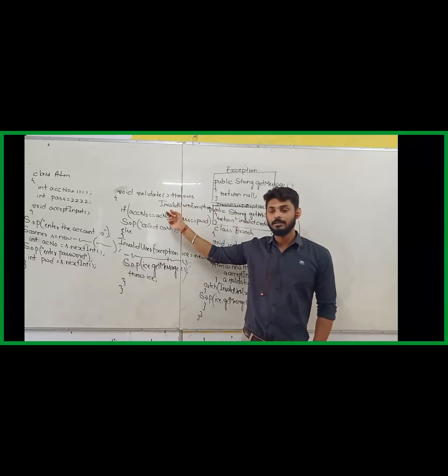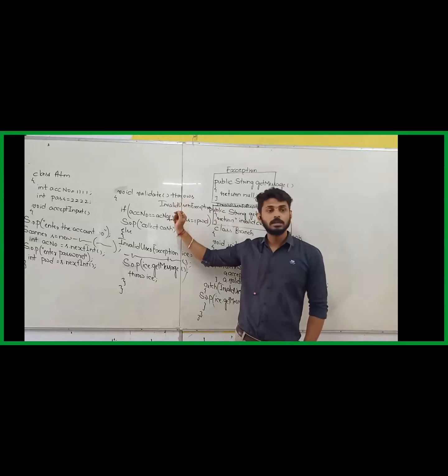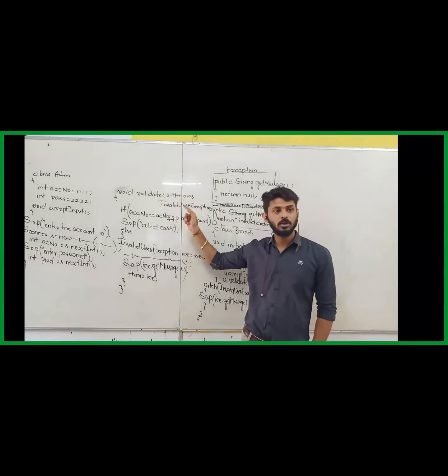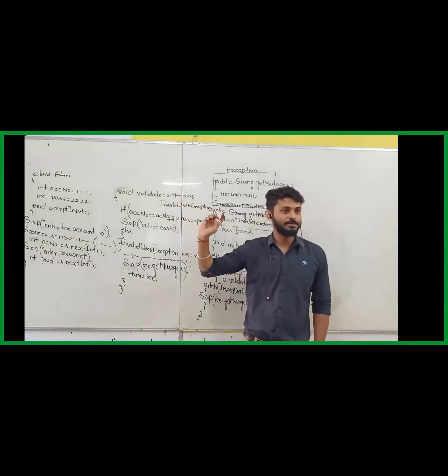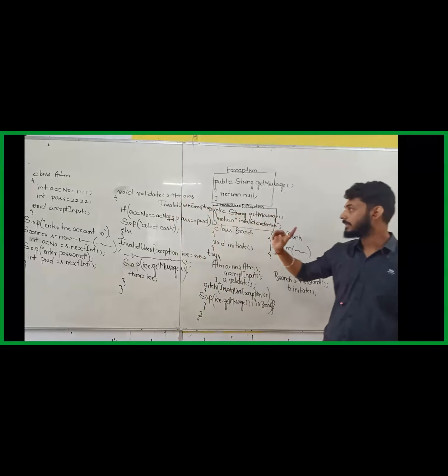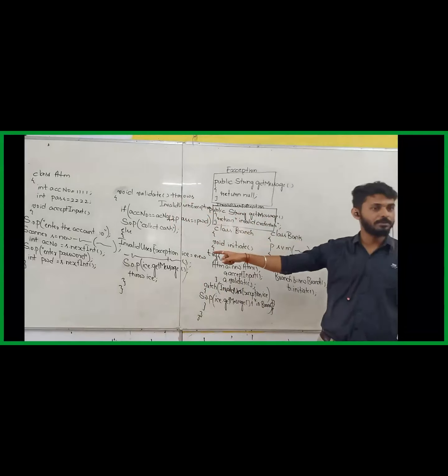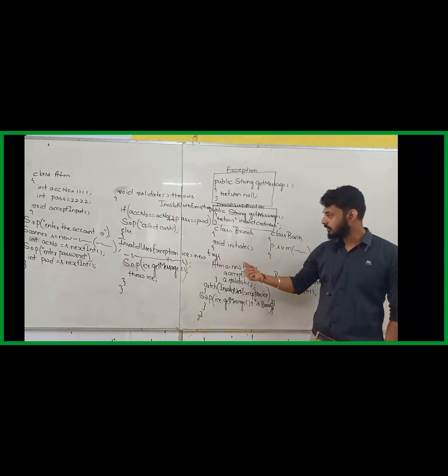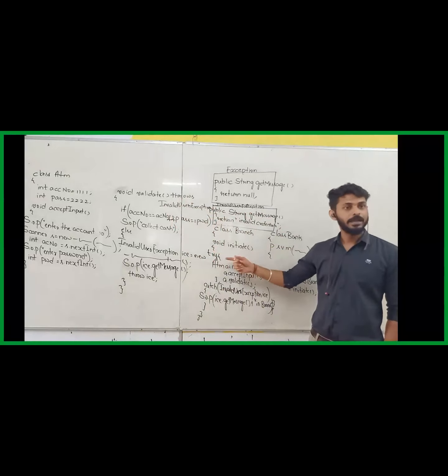And here I should write throws underage exception, comma, overage exception. Getting my point? And then as you are throwing it from there, it will definitely come to the caller method, that is here. Here I should write try. First thing. How many catch blocks?